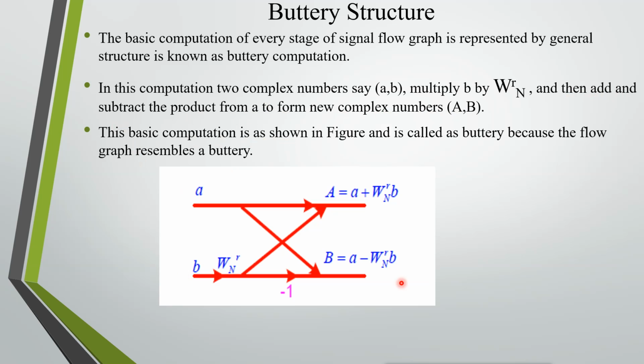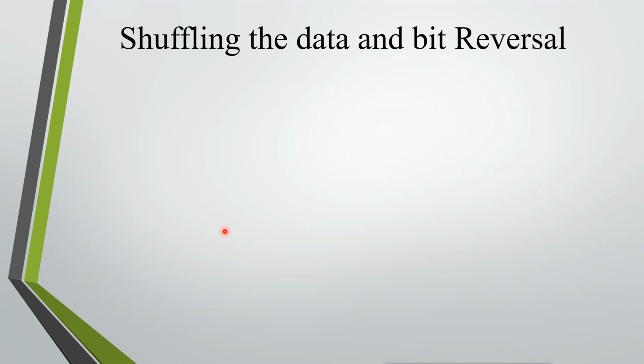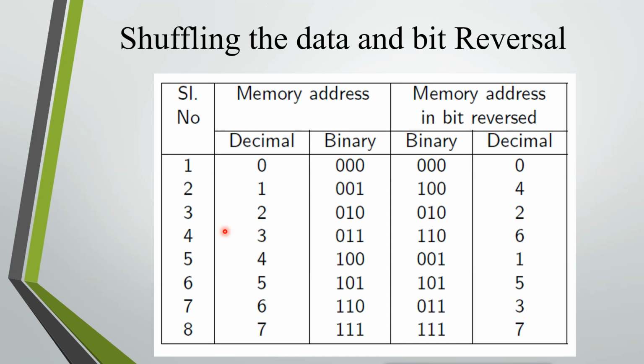This is the butterfly flow graph. Two inputs are given, A and B. This is called the twiddle factor. Draw two straight lines. The arrow represents +1. The base of the last line arrow represents -1. Here there are two complex additions and one complex multiplication. This butterfly operation requires shuffling the data and bit reversal.